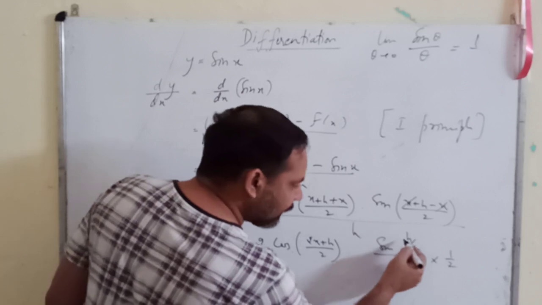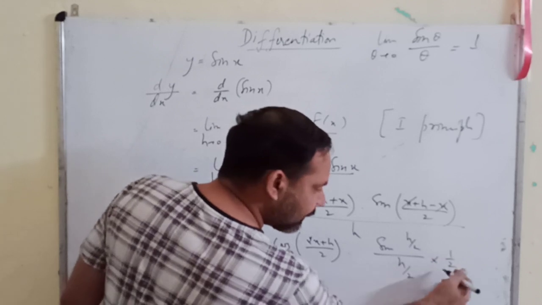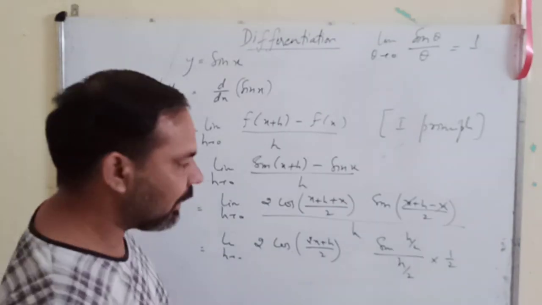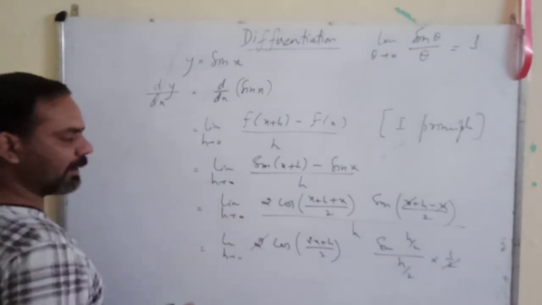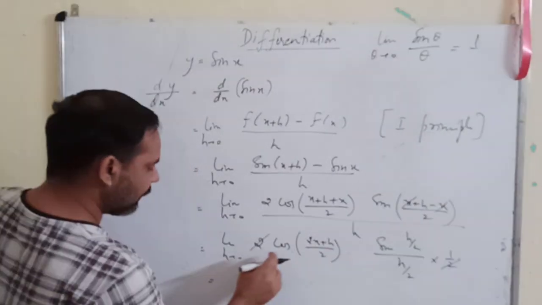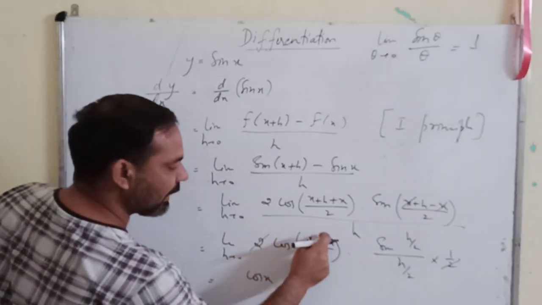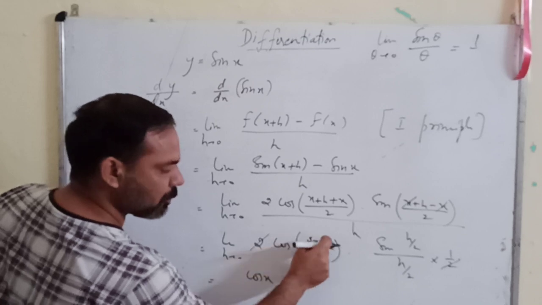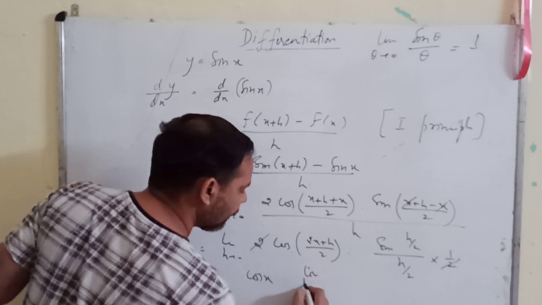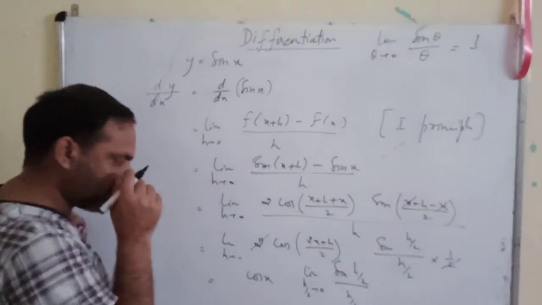So I want to bring this into the situation sin theta upon theta. That's why I divided this by half, and therefore multiplied the denominator by 2. Multiplying the denominator by 2 means I am multiplying the whole function by half. Now this 2 and this 2 will get cancelled, and you apply the limits on both parts. When you put h equals 0, this becomes cos of (2x plus 0) upon 2. So cos 2x upon 2, the 2s cancel, cos x, into limit h by 2 tends to 0, sin of h by 2 upon h by 2.